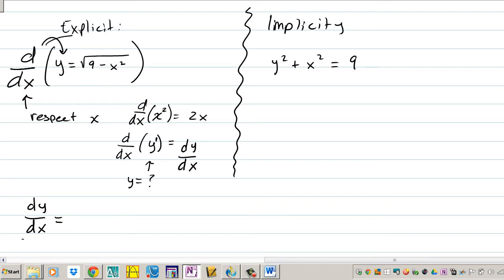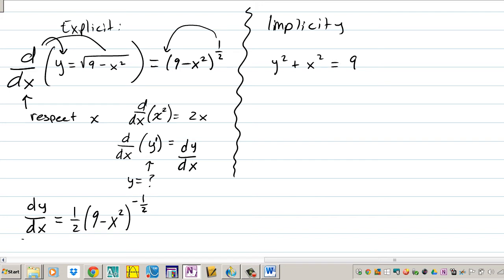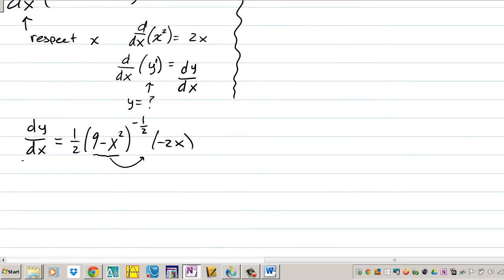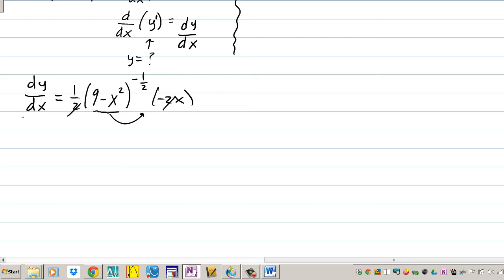And then taking the derivative of this, well, that is the same thing as 9 minus x squared to the 1/2. Using power rule and chain rule, drop the 1/2. Take 1 away from the power. And then apply chain rule. What is the derivative of the inside? Negative 2x. And you guys know 2's cancel.